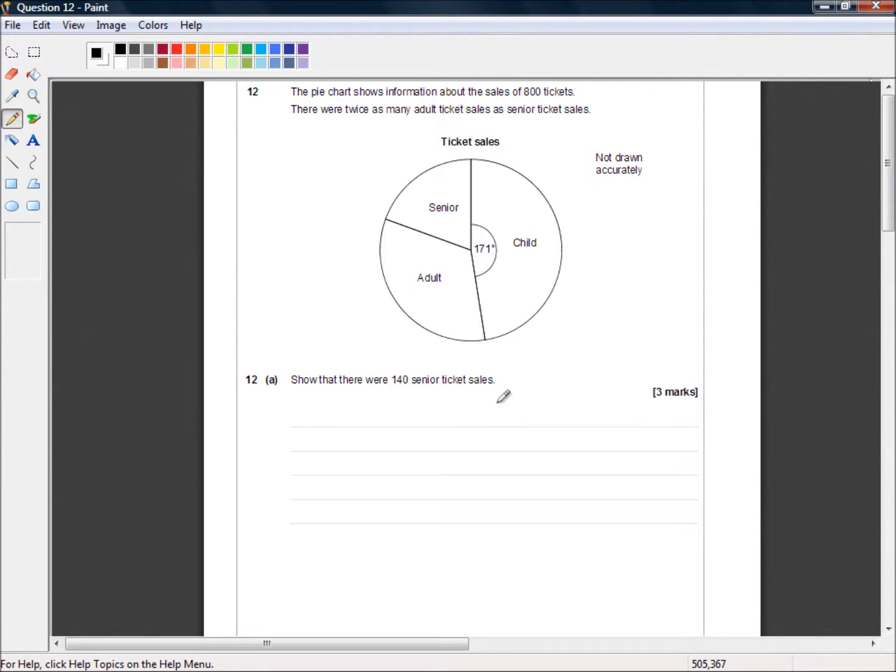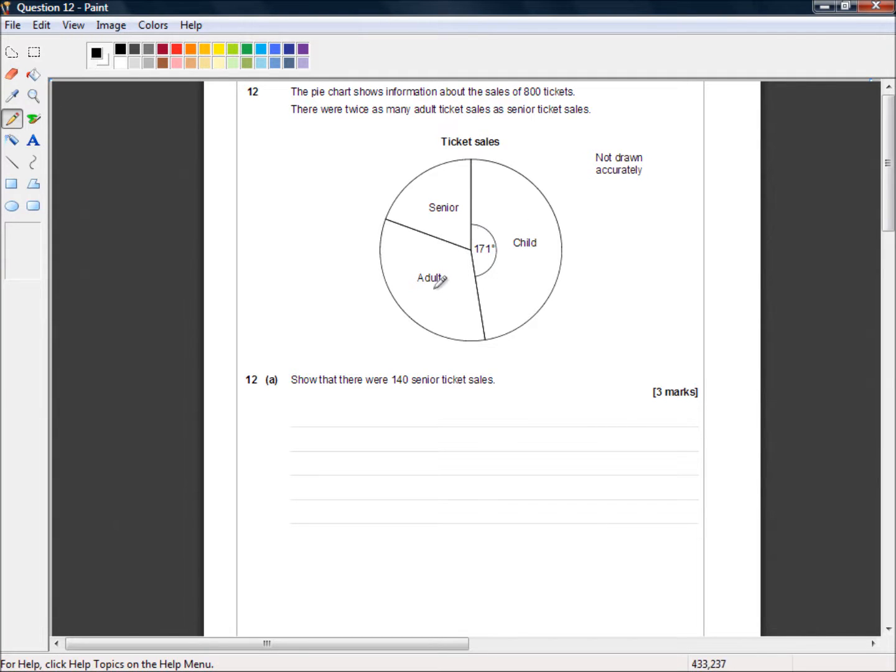Okay, there are actually several ways we can do this, but I think the easiest way is just to find out the angle that's missing here. We know that all of this entire circle is 360 degrees, and then if we can find the angle that's missing here, we can divide that up into the ratio of 2 to 1 to get the angle for the seniors, and then we can find from that how many tickets there were for the seniors.